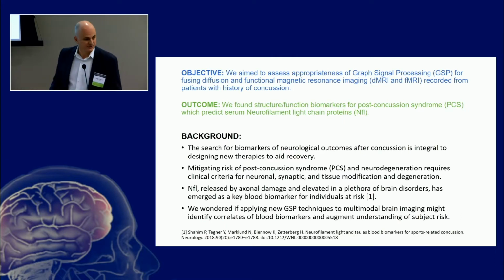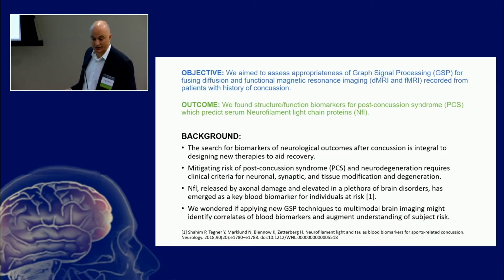But what we also found, which is interesting, is it correlates very well with serum or blood neurofilament light chain proteins. So the search for biomarkers in neurological outcomes regarding concussion and post-concussion syndrome is necessary in order to aid in the design of new therapies and to mitigate the risk of post-concussion syndrome, which we are interested in. The neurodegenerative properties of this trajectory require clinical biomarkers that can tell us more about neuronal, synaptic, and tissue modifications and degeneration.